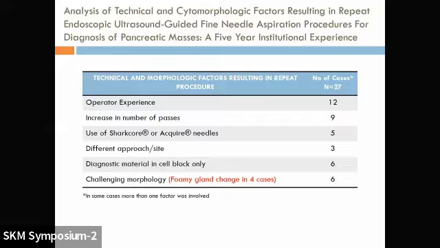Among various causes, of which operator experience was the leading cause, as you can see over here, seen in 12 of the 27 patients, we did identify 6 cases where challenging morphology led to indefinitive diagnosis, resulting in repeat procedure. Of the 6 cases, actually 4 cases exhibited extensive bland foamy gland changes that possibly led the cytologist to go with atypical and suspicious diagnosis, highlighting the diagnostic difficulty that can be encountered with this deceptively bland morphological variant of pancreatic ductal adenocarcinoma.